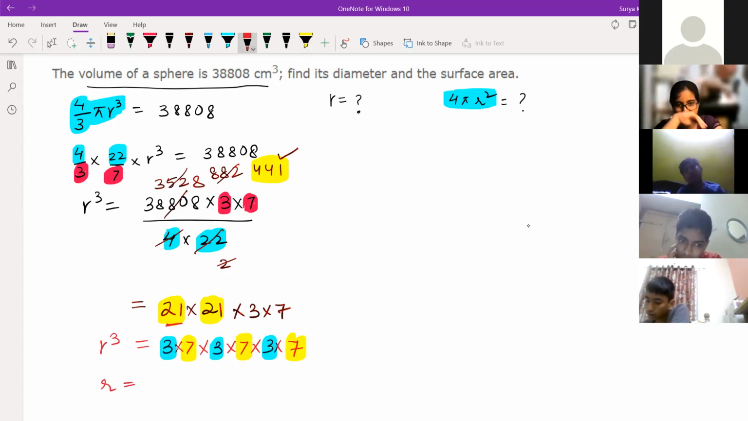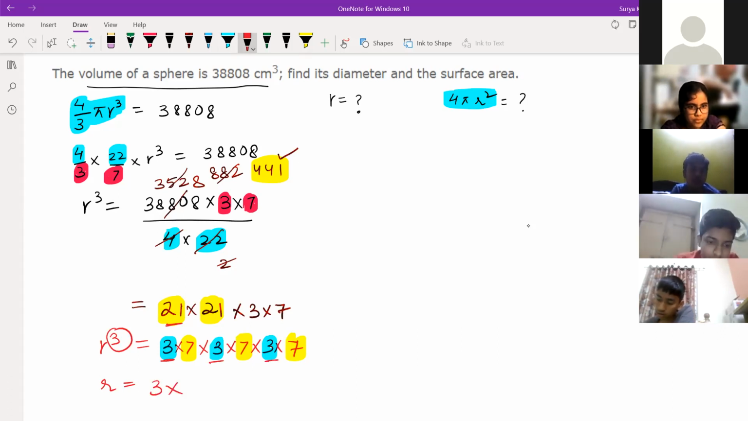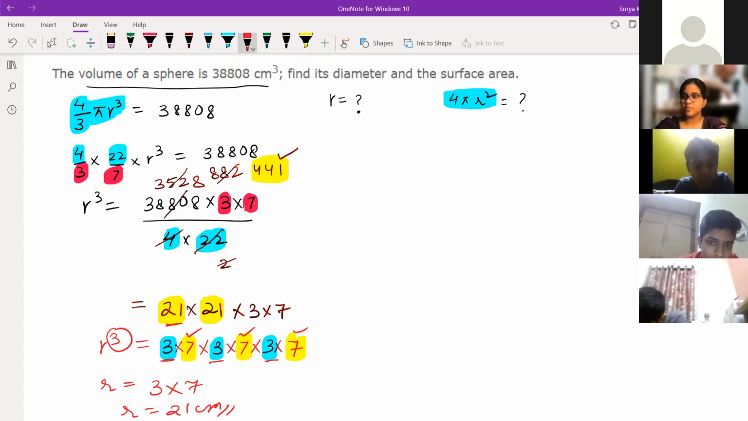If we write r, Akshat, see here, power 3 is there, no? So we have to make 3 pairs. So how many pairs? 1, 2, 3. So you write here 3. 7 is 1, 2, 3 times, so into 7. So r is equal to 21 centimeters. Clear, Akshat? Yeah, sir. If a square was there, we make 2 pairs. If cube is there, we make 3 pairs. Okay? Yeah, sir. Okay. Anyone got the answer of surface area also?